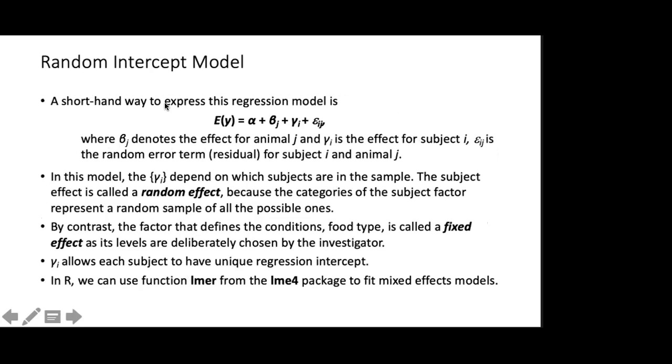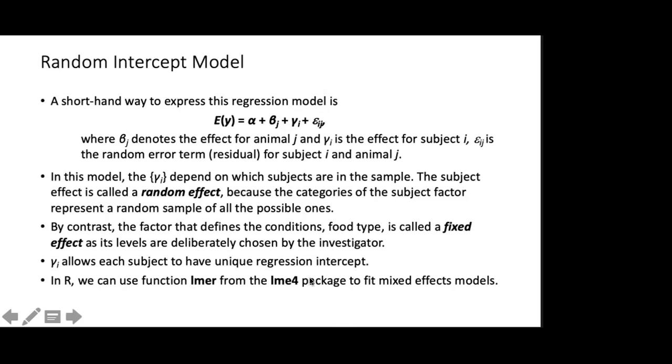A shorthand way to express this model is to write alpha plus beta j. These betas are your fixed effects. So that's a condition, the different animals, right? That's the animal effect here. And your gamma i is the random effect of your subjects. And then you still have this random error term, right?